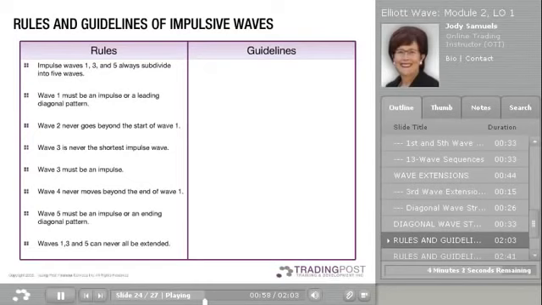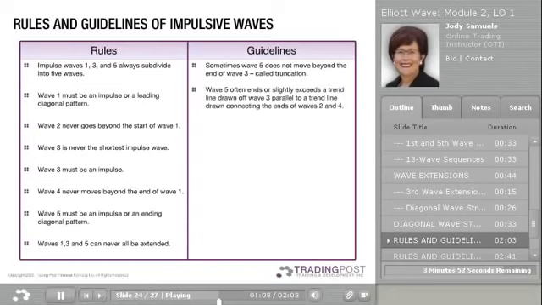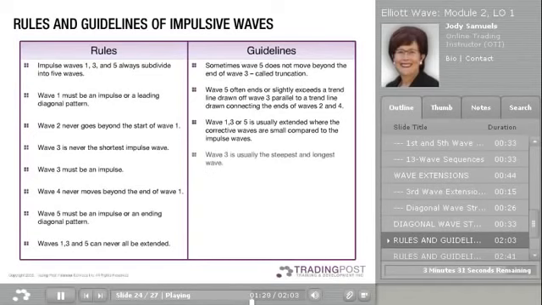1. Sometimes wave 5 does not move beyond the end of wave 3. This is called truncation. 2. Wave 5 often ends or slightly exceeds a trend line drawn off wave 3 parallel to a trend line drawn connecting the ends of waves 2 and 4. 3. Wave 1, 3, or 5 is usually extended where the corrective waves are small compared to the impulse waves. 4. Wave 3 is usually the steepest and longest wave.